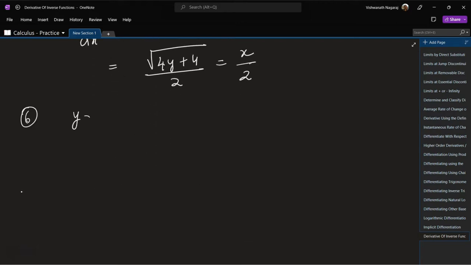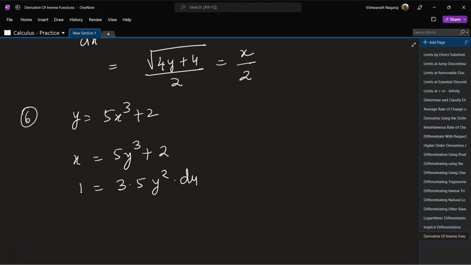Sixth one, y is equal to 5x cubed plus 2. So the inverse would be x is equal to 5y cubed plus 2. 1 is equal to 3 times 5y square dy by dx plus 0. So which gives us 1 by 15y square is equal to dy by dx.